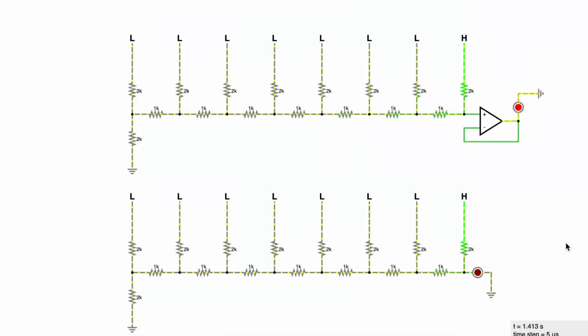You can see here in two circuit diagrams, in a circuit with the op-amp, the LED shines a lot brighter than in one where there is no op-amp.